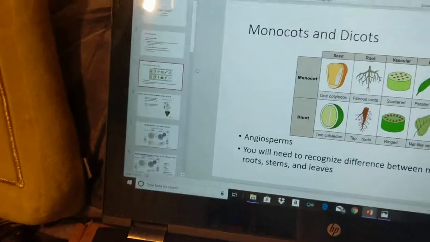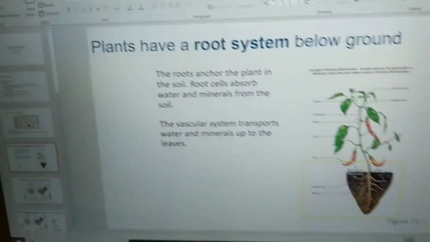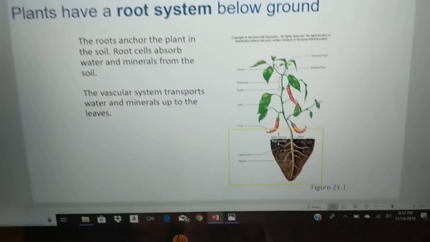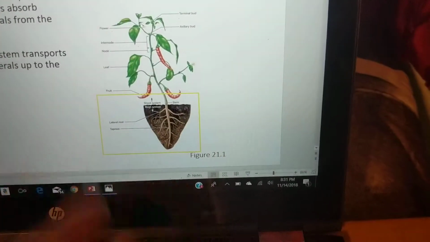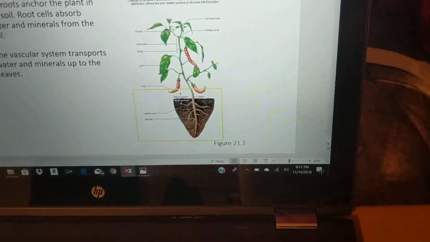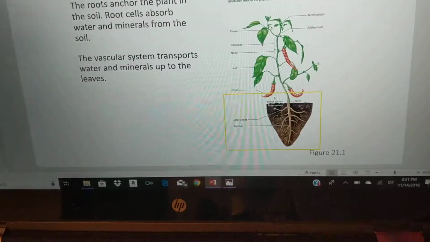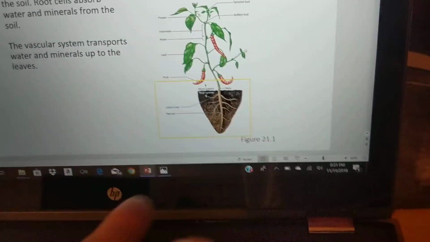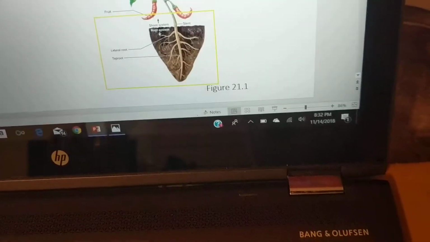Now, when it comes to angiosperms, plants have a root system below ground. The point of the roots is to anchor the plant. Remember that, the purpose of the roots: anchor the plant to the soil. And the root absorbs water and minerals from the soil, and the water goes from the roots all the way up through the plant with the minerals.